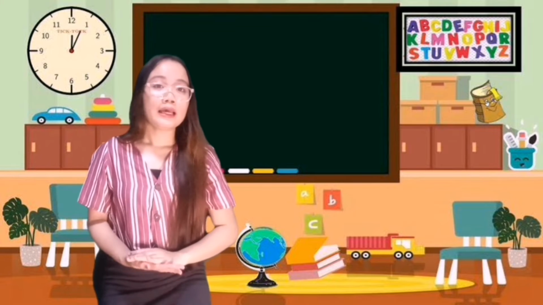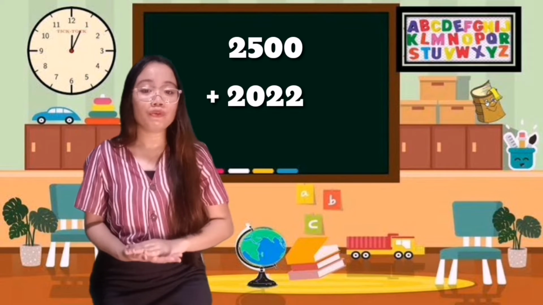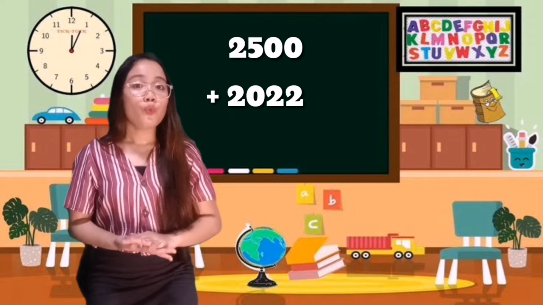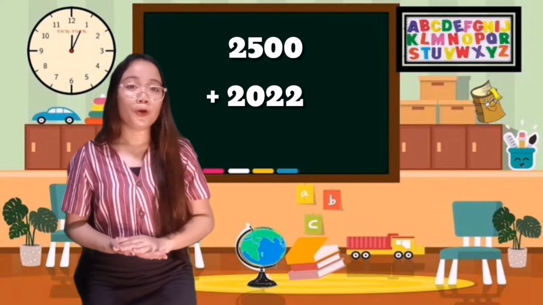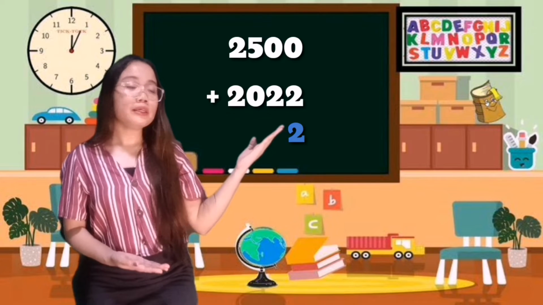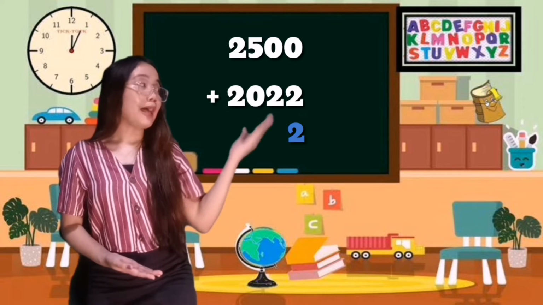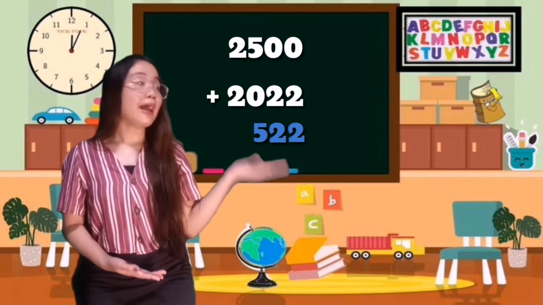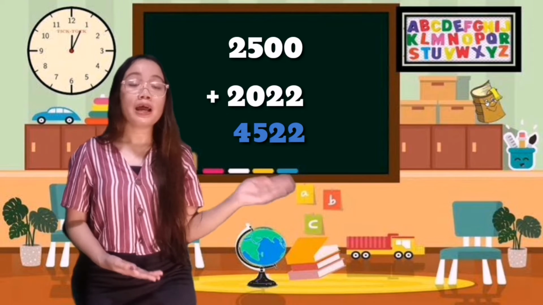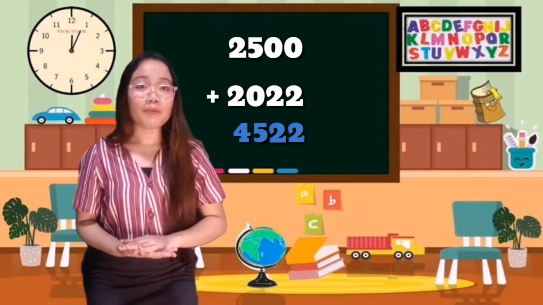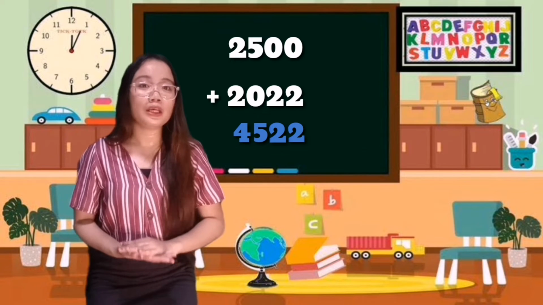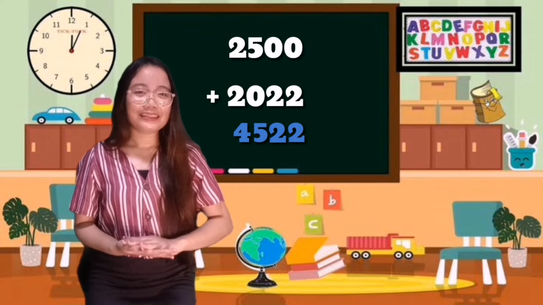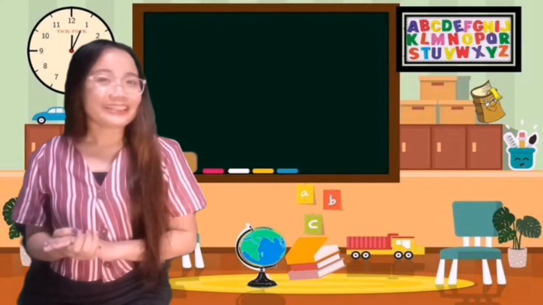Very good. How about 2,500 plus 2,022? Again, we start with the last digit. 0 plus 2 is equal to 2. 0 plus 2 is equal to 2. 5 plus 0 is equal to 5. And 2 plus 2 is equal to 4. Therefore, 2,500 plus 2,022 is equal to 4,522. Excellent! Well done, class!